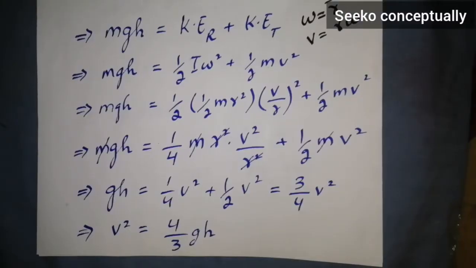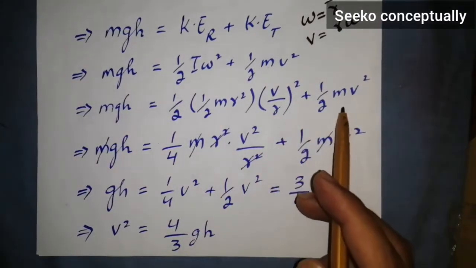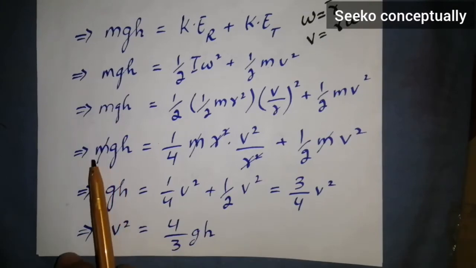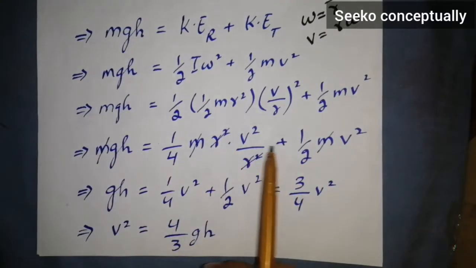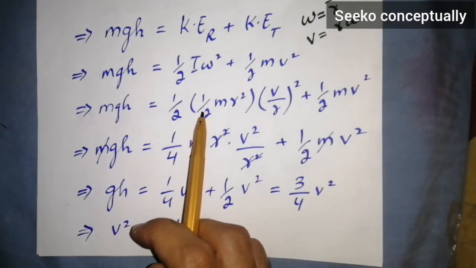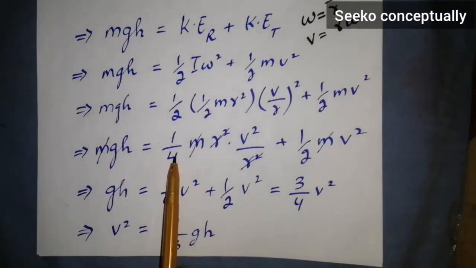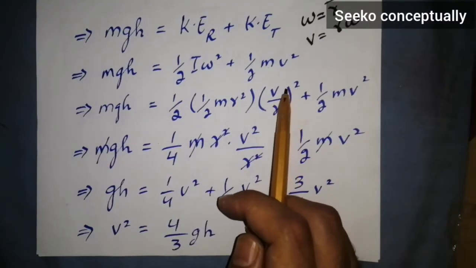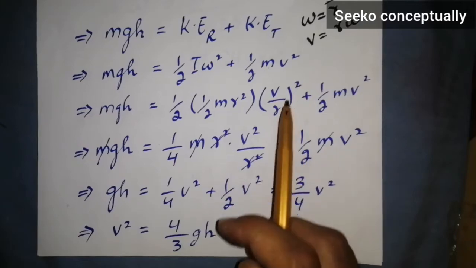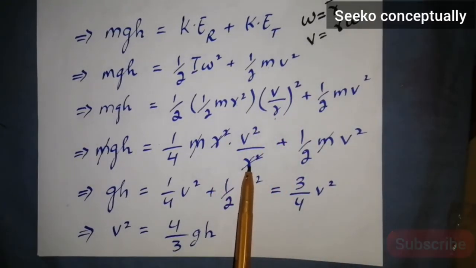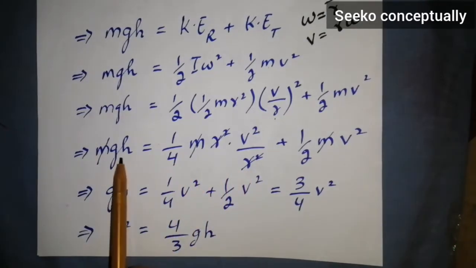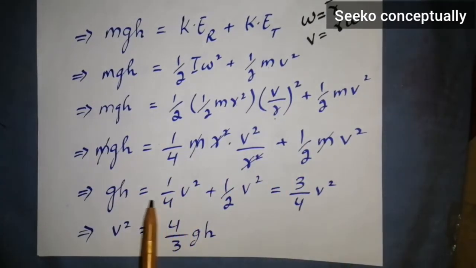Let's sort and simplify this long expression. As we know that m is common in all the terms, divide it everywhere and this m will be cancelled out. 1 over 2 times 1 over 2 gives us 1 over 4. The square is on both of them, v squared and r squared. r squared divided by r squared gives us 1. So this thing becomes this.